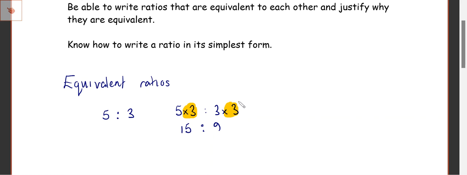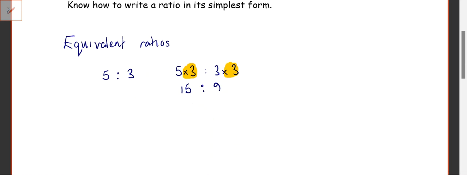Is that the only way you can find an equivalent ratio? Can you divide as well? Could you give me an example? 6 to 10. So 6 divided by 2 to 10 divided by 2, and you get 3 to 5. So we can also divide. In this case, we divide by 2.